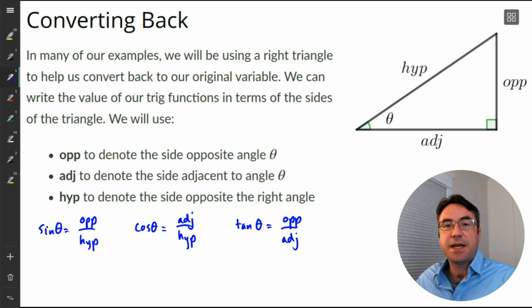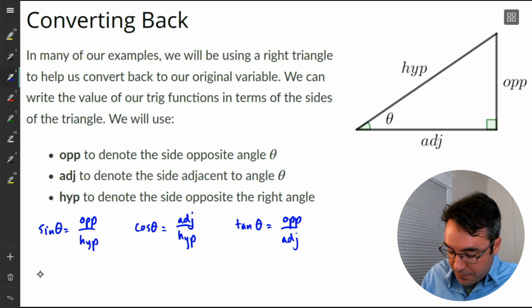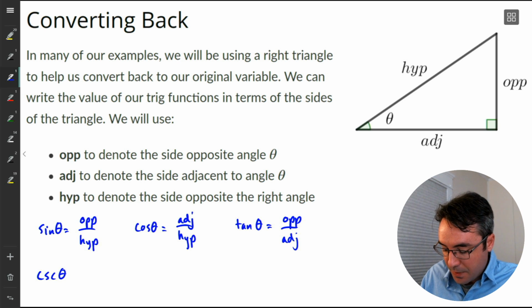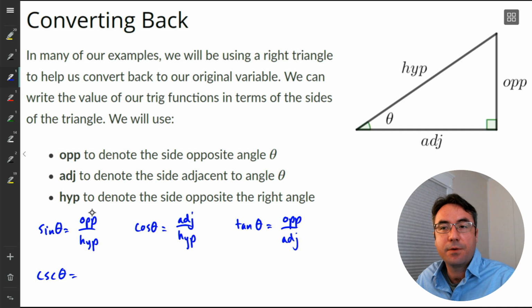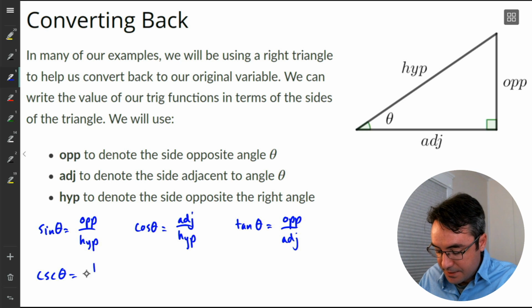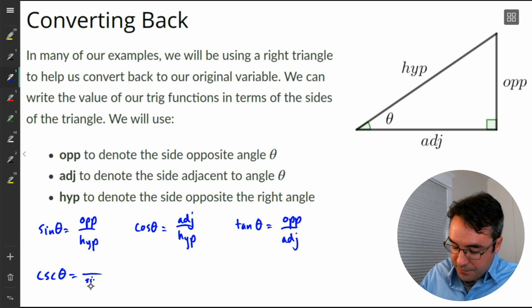So we can relate the sides of our triangle to sine, cosine, and tangent. Well, we also have three other trig functions that we work with. We have cosecant theta. And we can also remember what cosecant is in terms of the opposite and hypotenuse and adjacent sides. But it might be helpful to remember what they are just in terms of sine. So cosecant is the reciprocal of sine. It's 1 over sine.